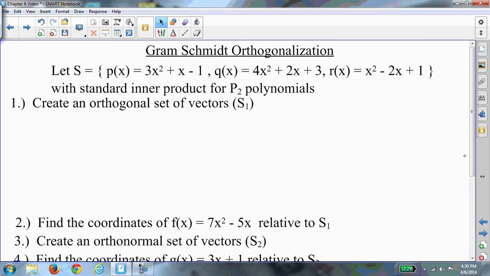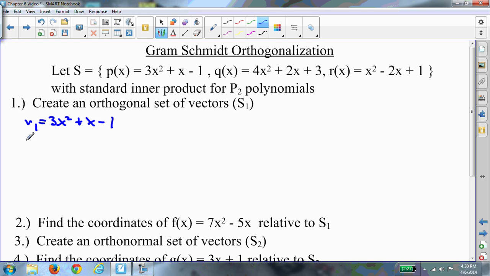So this is going to take a while. Alright, so let's start with our orthogonal set of vectors. I'm going to let v1 equal the first vector, so 3x squared plus x minus 1. And like I said, I want to make them orthogonal first, so I'll orthonormalize them later when I get to question 3.